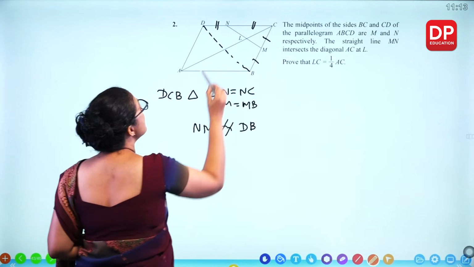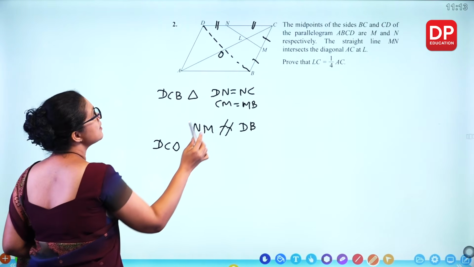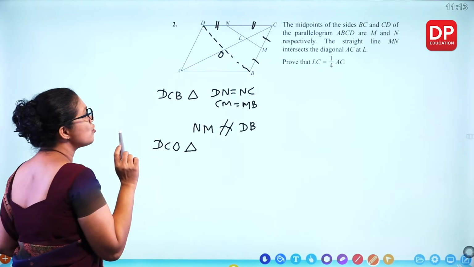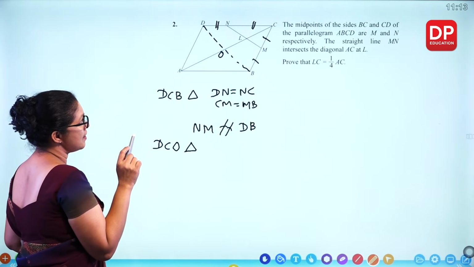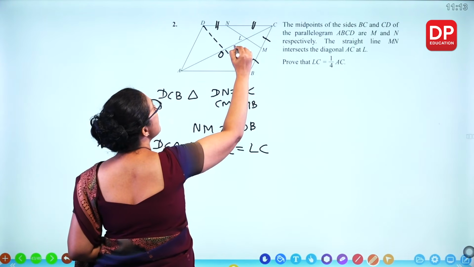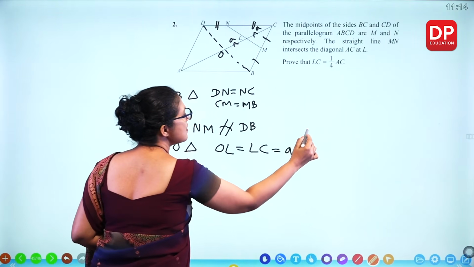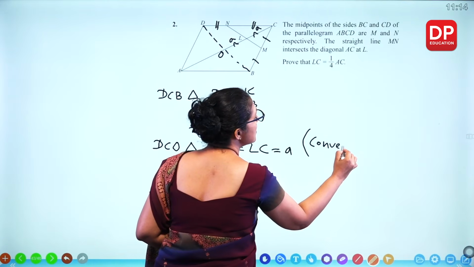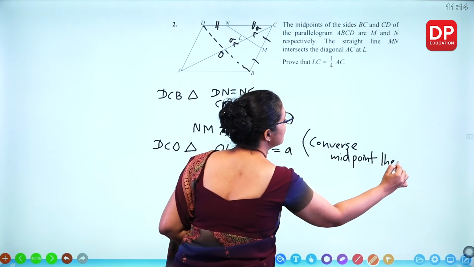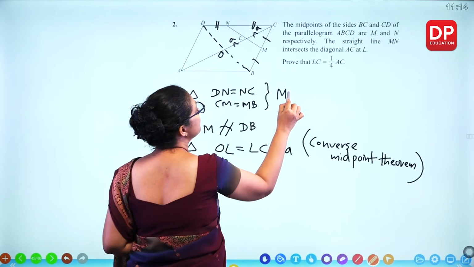Also we know that when you take DC, I'll put O here, DCO triangle, these two are parallel and this is the midpoint. According to Converse theorem, what can I say about OL and LC? These two lengths are equal. I'll put A and A here. This is because of Converse midpoint theorem. This one because of midpoint theorem.